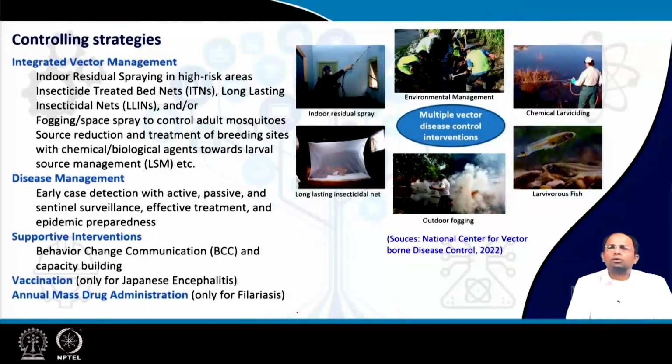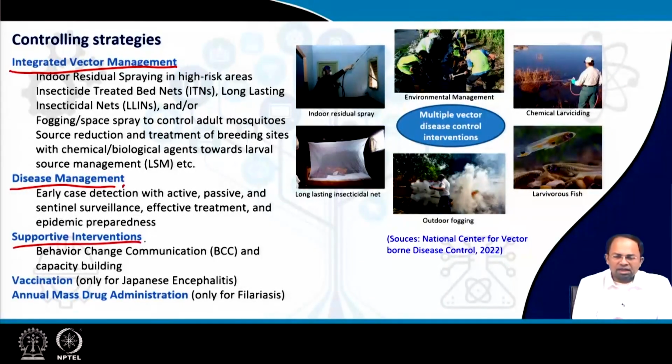Now, how do we control, what are the different controlling strategies? So, the first one is the integrated vector management. That is, how do I reduce the vectors themselves, right? The ones which are carrying the disease. The other is disease management.